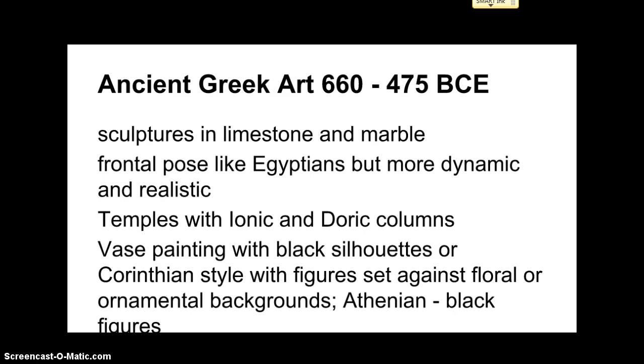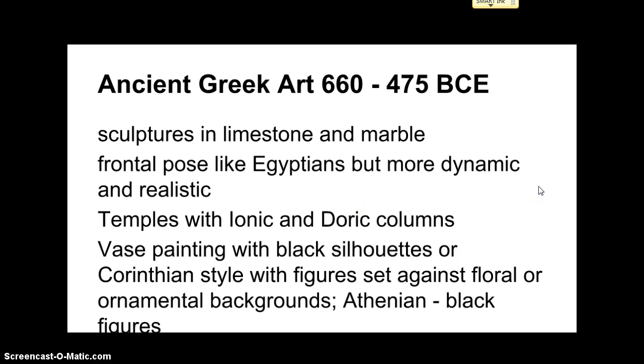All right, ancient Greece and ancient Greek art from 660 to 475 BCE, sculptures in limestone and marble. The frontal pose was like the Egyptians, but now it's going to become more dynamic and realistic. And they had temples with Ionic and Doric columns. You're going to have to know the difference between Ionic and Doric, and there's a little picture later, so don't worry.